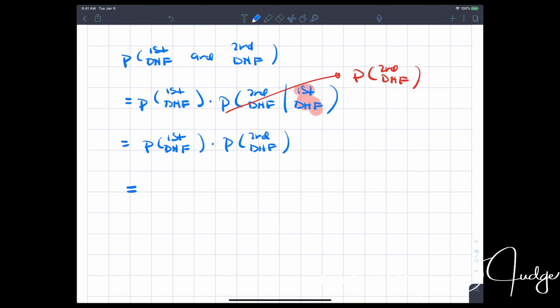How do we find the probability the first clock does not function?